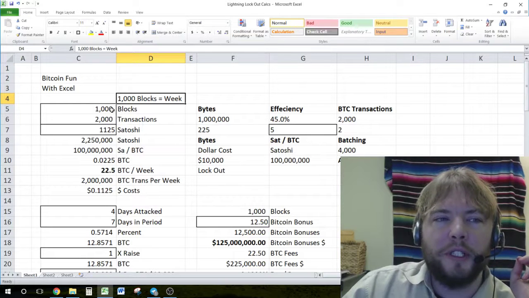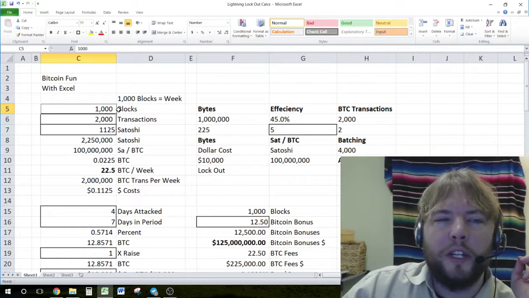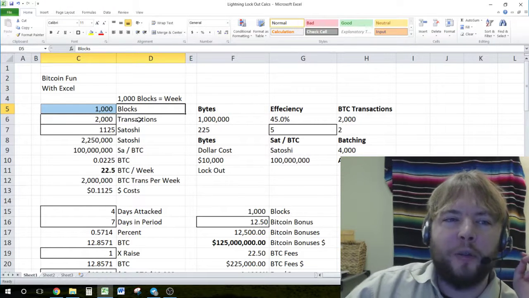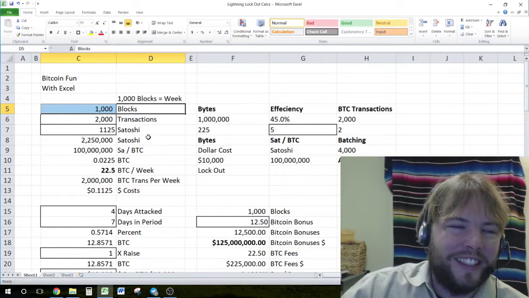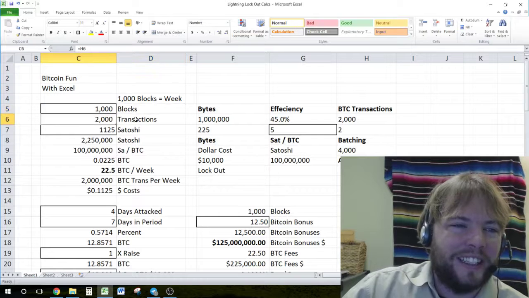So most of these formulas are going to be dealing with 1 week of Bitcoin blocks, which is the default lockout time of the Lightning Network. And I think this is going to get really interesting. I think you guys will like it very much. So let's talk about this.